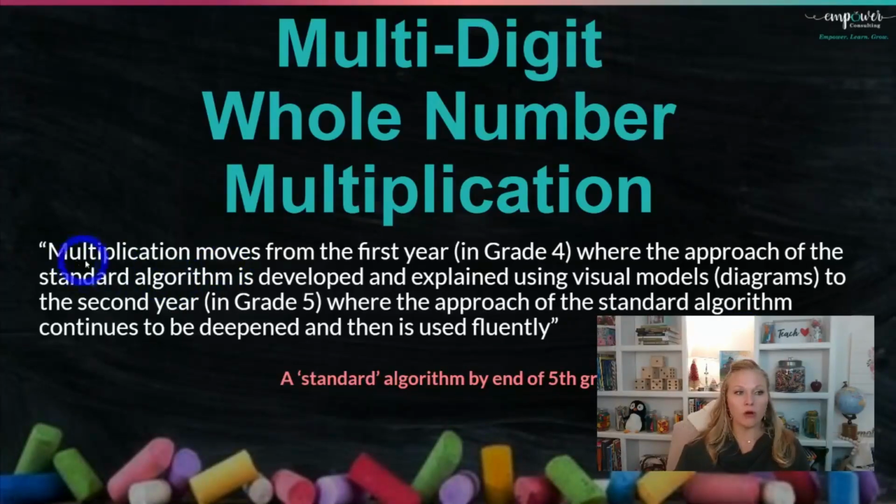Okay, so look at this quote. Multiplication moves from the first year in grade 4 with multi-digit. 3rd grade, you don't do multi-digit for most states. Where the approach of the standard is developed using visual models, diagrams, which is the area model. 4th grade, your standard says they have to know the area model. They don't have to know the shortcut, so stop it. Use partial products, right? It's way more based on place value.